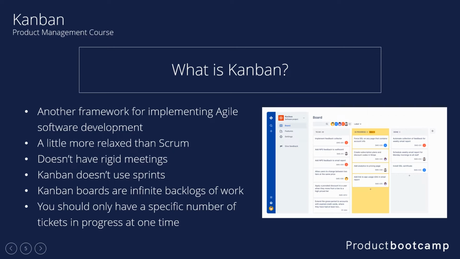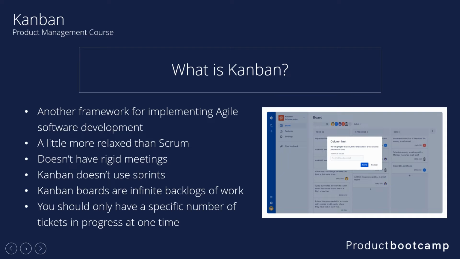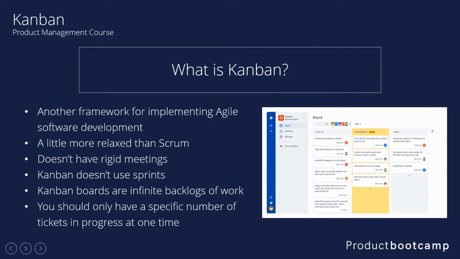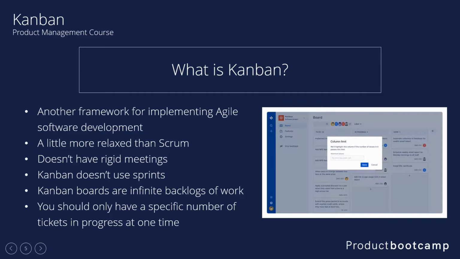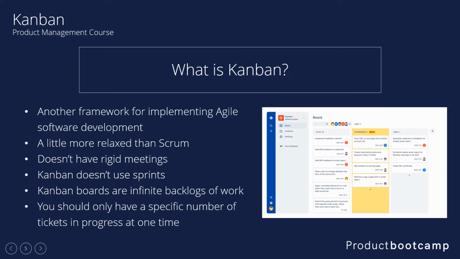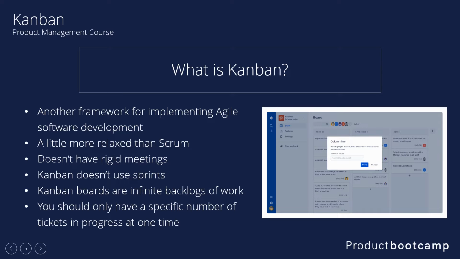Kanban doesn't use sprints, which means that the work your team is working on is not constrained into 2-week windows. Kanban boards are essentially just an infinite backlog of work that your engineer can pick tickets from. One thing about Kanban is that you should only have a specific number of tickets in progress at any one time. The number of tickets is completely up to you.